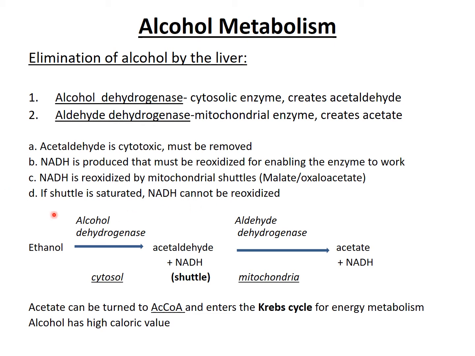One is alcohol dehydrogenase, and the other one is aldehyde dehydrogenase. Alcohol dehydrogenase is a cytosolic enzyme and turns ethanol into acetaldehyde. It's an oxidation reaction, and NADH is produced. Acetaldehyde needs to go to the mitochondria, and aldehyde dehydrogenase, a mitochondrial enzyme, will turn it to acetate. Acetate is absolutely harmless, and in this reaction also NADH is produced.